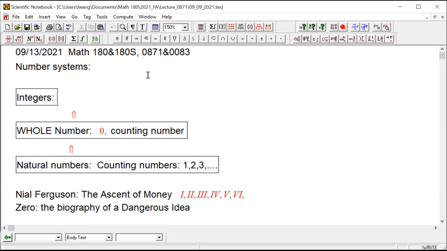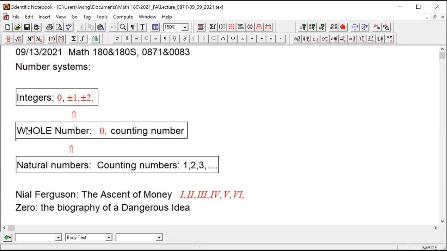Integers. So what does integer include? Zero. Zero is included in integers. In the future, when you do programming, in the programming language, they very commonly use int as one category of numbers when you declare your variables and stuff. And +1, -1, +2, -2, signed numbers.